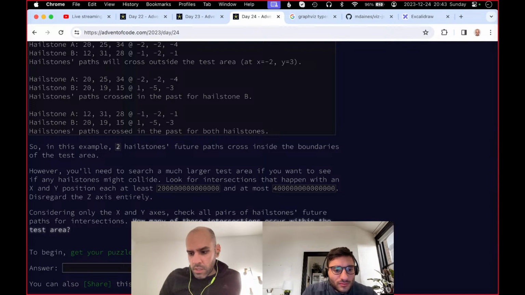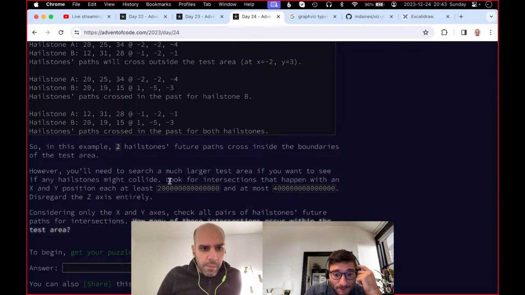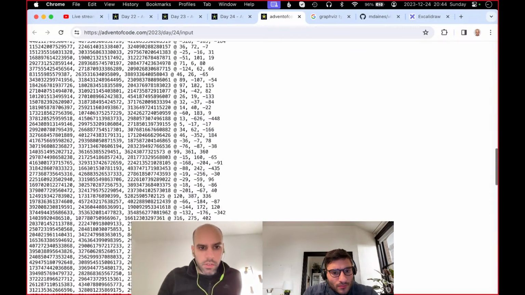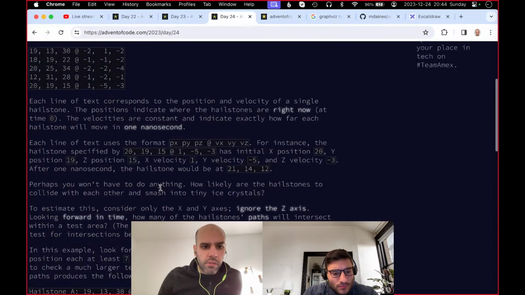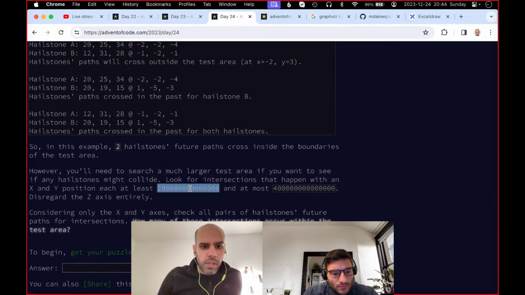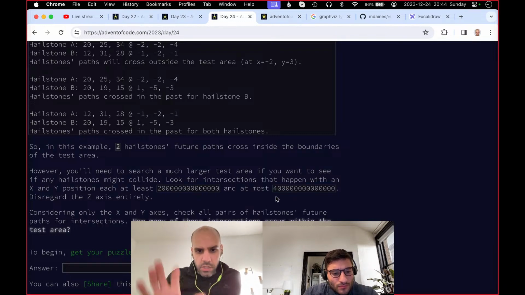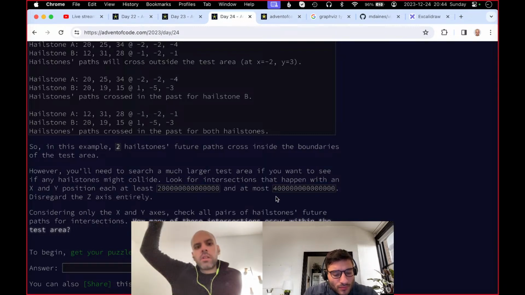All right. Well, hang on, I don't think I understood this paragraph. You need to see a much larger test area if you want to see if any hailstone might collide. Look for intersections that might happen within an XY position of at least blah and at most blah. Disregard the Z. Okay, so in the real input, we will have more hailstones, but not only that, we will be looking not from 7 to 27, but from this large number to that large number. So it's a square in the Cartesian plane, but a much larger one.